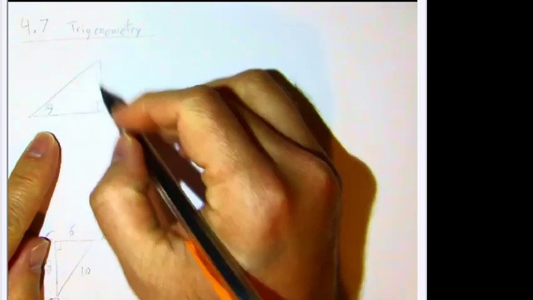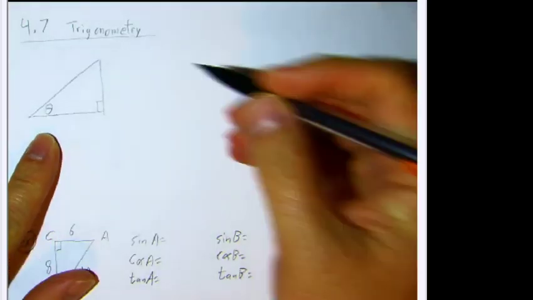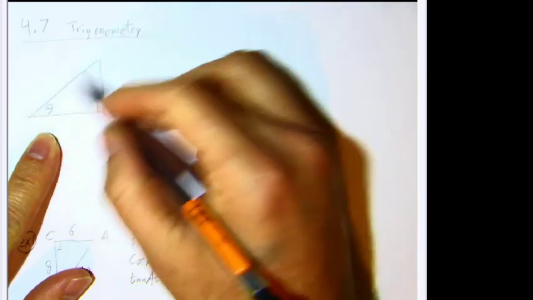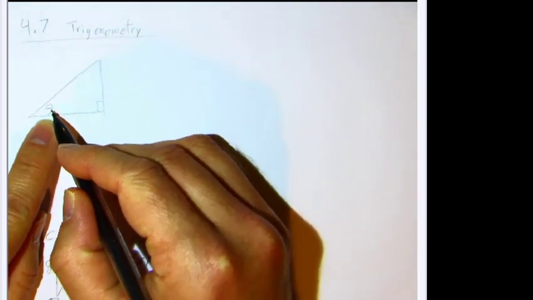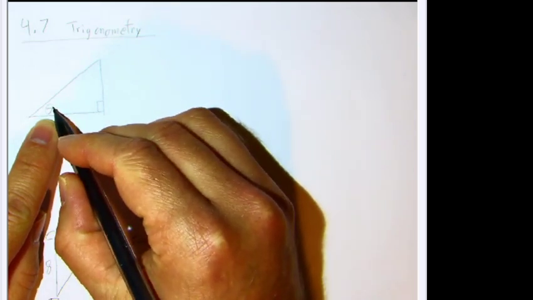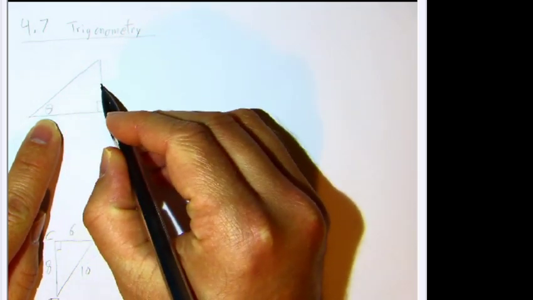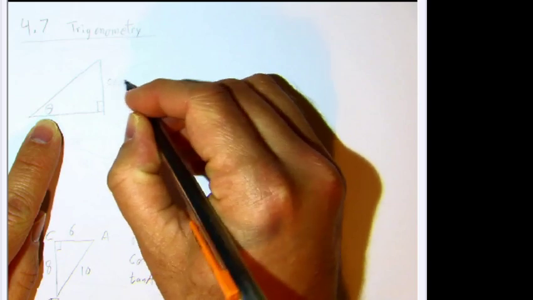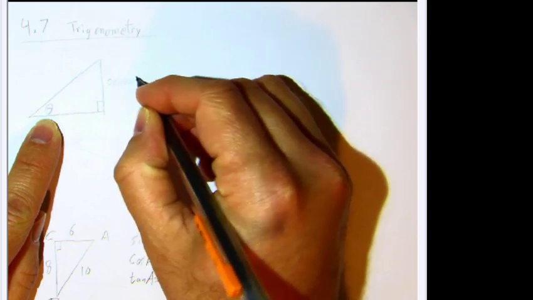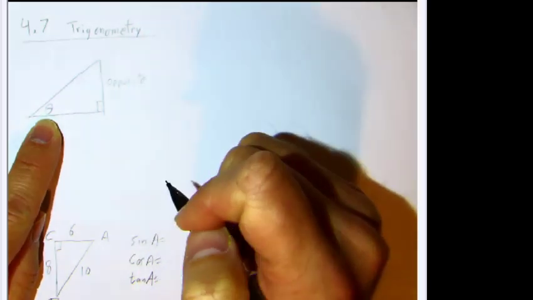So starting off, trigonometry is all about right triangles. Here I've drawn a right triangle, and I'm going to label my sides. The way that we label the sides is we go to whatever our angle is in question, and we go straight across from that angle. The side that is straight across from that angle we're going to call the opposite side. So that's opposite.